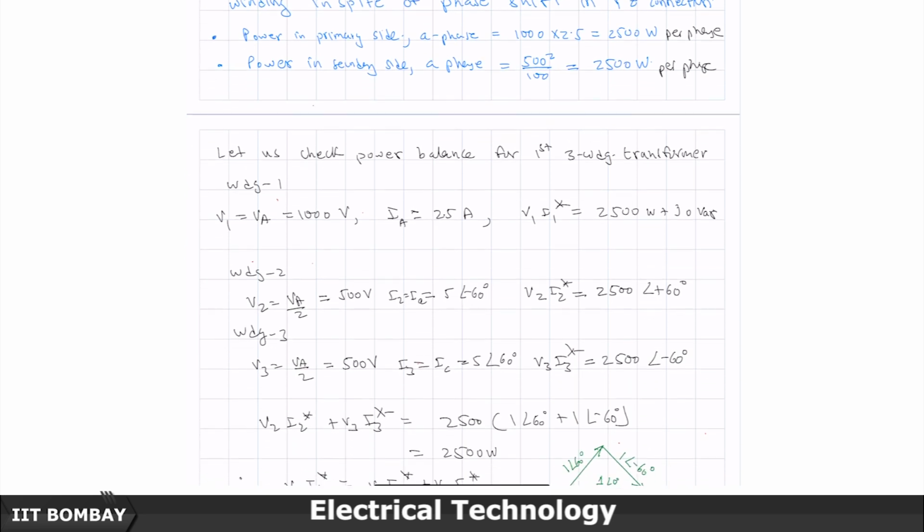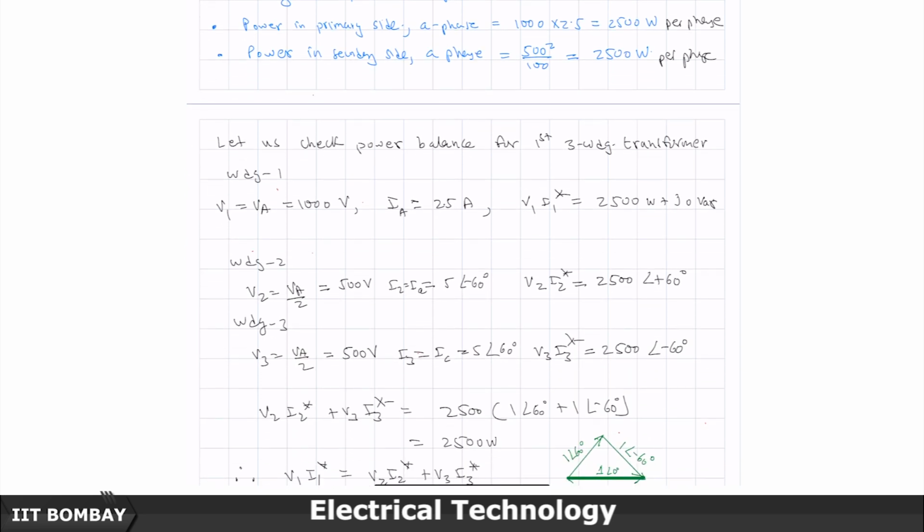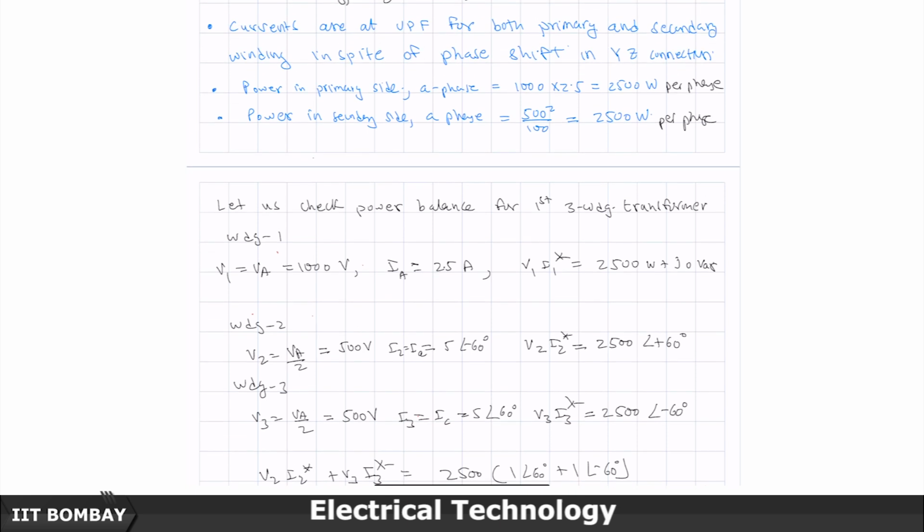Now, let us check for the overall power balance. It is effectively like a 2 winding transformer. So, 2500 watts per phase came in here at unity power factor, and 2500 watts per phase went out from the secondary side of this effective 3 phase 2 winding transformer, but actually it is a zigzag connection.